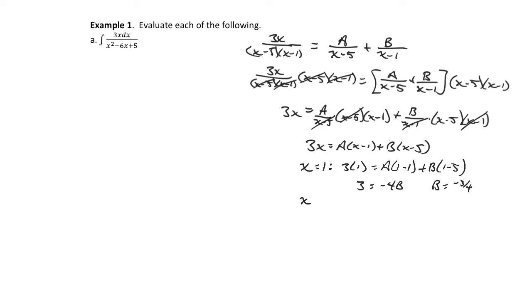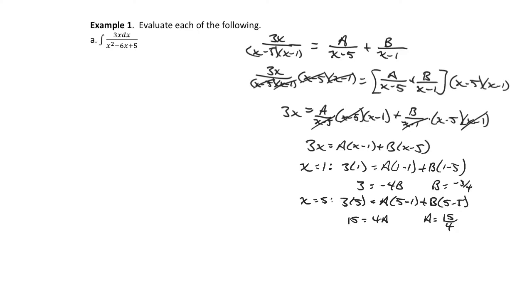Let's try another value that will eliminate one of the variables. I have this factor of x minus 5. If x is equal to 5, we end up with 3 times 5 equals a times (5 minus 1) plus b, well, I actually know what b is, but I don't care right now, times (5 minus 5), that's going to be 0. We end up with 15 equals 4a, so a is 15/4. The real work in these problems is the algebra.